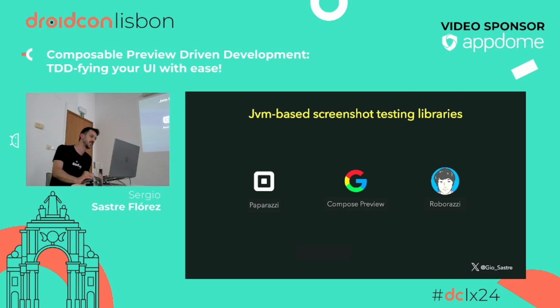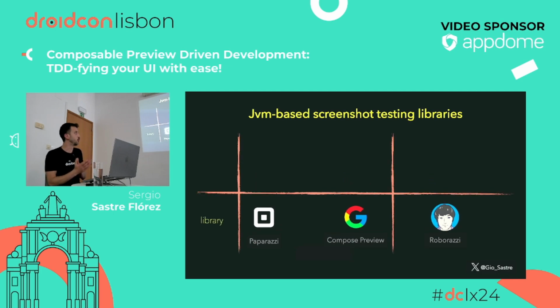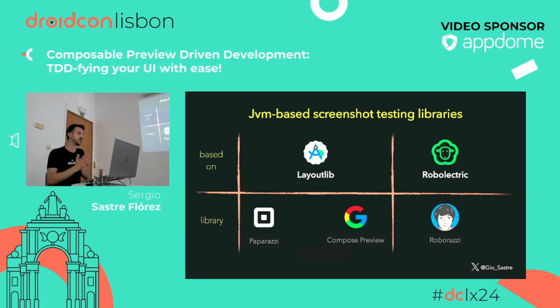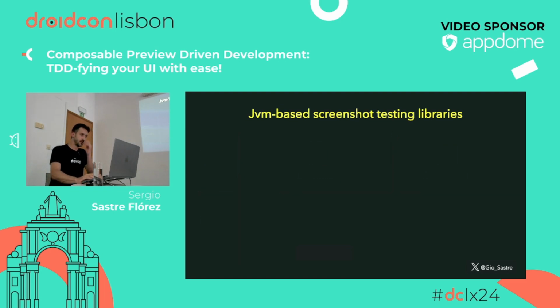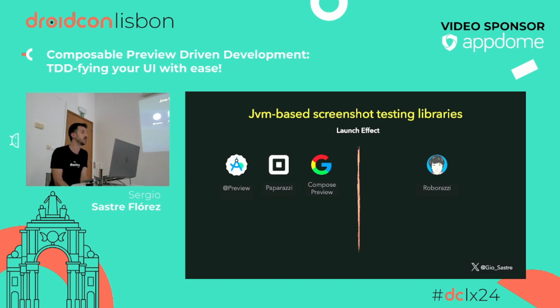It is also important to notice that they can be split into those that use layoutlib, which is what Android Studio uses to render previews, and Roborazzi, which does not use that layoutlib. It uses Robolectric for that, and works also pretty fine. This difference is important, whether it uses layoutlib or Robolectric, because Paparazzi and Compose Preview generate screenshots that are a reflection of what you see on the previews.